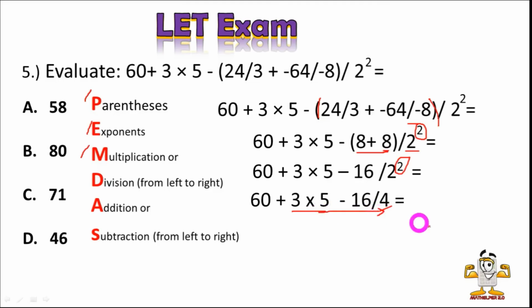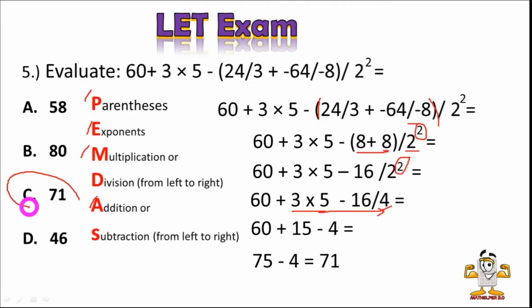Pag nauna po yung multiplication, mag-multiply po tayo. Halimbawa, nauna yung division, so mag-divide po tayo kung nauna yung division. So, dahil sa example na to, nauna yung multiplication, siya po ang uunahin. So, 60 plus 3 times 5 is equal to 15 minus, so, 16 divided by 4 is 4. So, next is addition. 60 plus 15 is 75 minus 4 is 71.